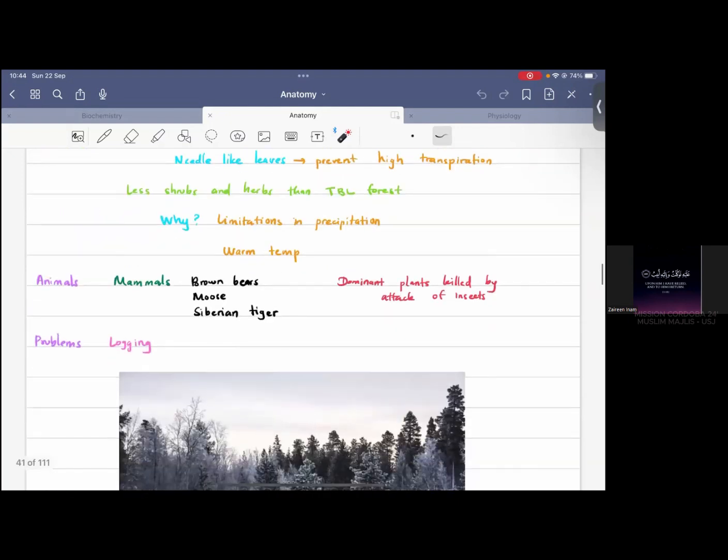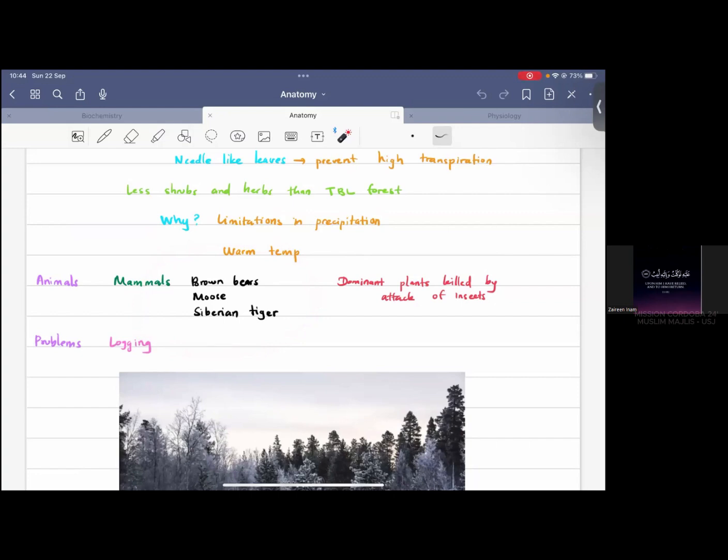Animals, there are mammals: brown bears, moose, Siberian tiger. You have to remember these names, okay? Animals in northern coniferous forest: brown bears, moose, Siberian tiger. There's no other way. You have to remember. Okay, so you can see these are some fancy names, right? We haven't heard of them in Sri Lanka. So in northern coniferous forest, they have.